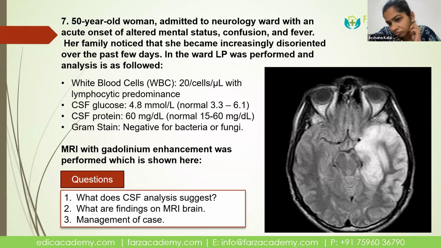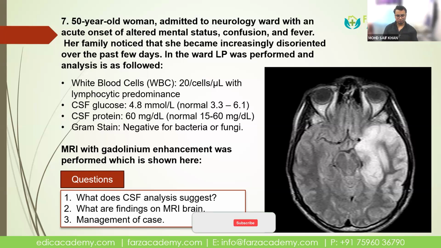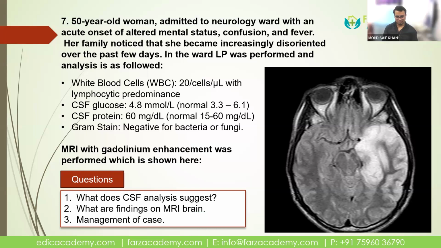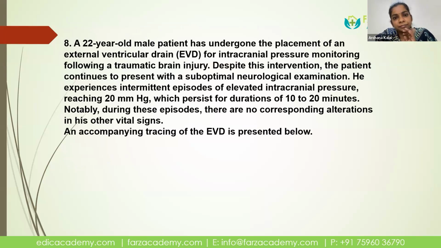There is hydrocephalus. I'm not sure of the MRI findings, sir. No problem. And management of the case? I'm thinking of tuberculosis, so I will go ahead with ATT management. I'll start with the first line of anti-tuberculosis drugs like isoniazid, rifampicin, pyrazinamide, and ethambutol. For TB meningitis? Yes, sir. Okay.